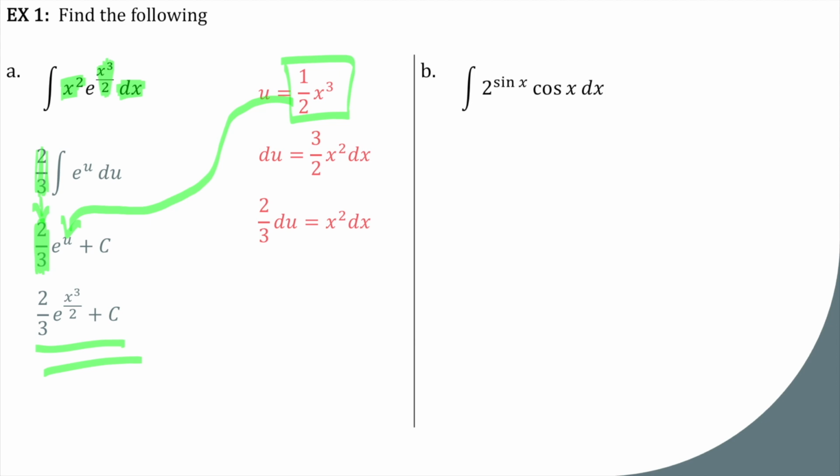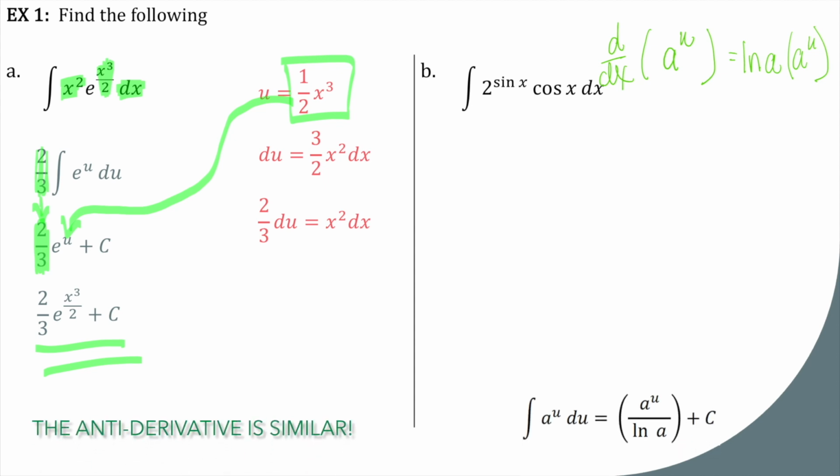So for part B, we're raising a constant to a function. We've taken the derivative of that before, and when we took the derivative of that, it was ln of the base, and then repeat the function. The antiderivative is similar to that, but you repeat the function and then divide by ln of the base.